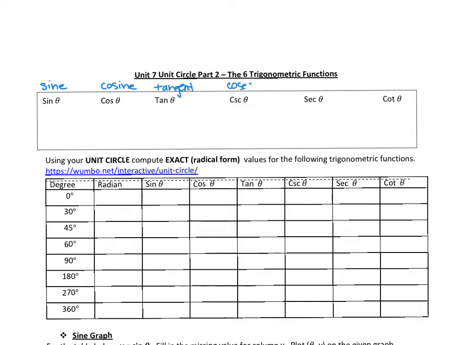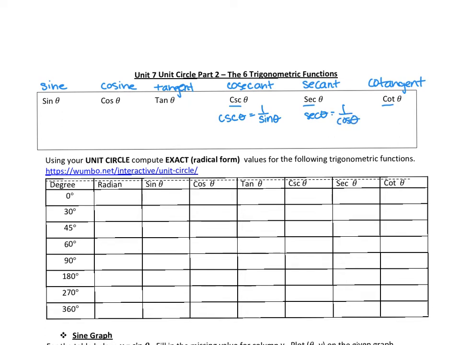Those are cosecant, secant, and cotangent. They also have abbreviations. For example, when I see the CSC, I would say cosecant theta. SEC is my secant theta, and COT is how we abbreviate cotangent theta. My cosecant theta is equal to 1 over sine theta. My secant theta is equal to 1 over cosine theta.